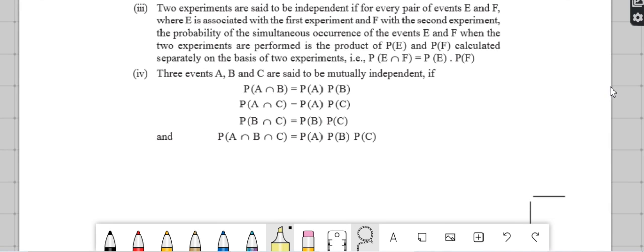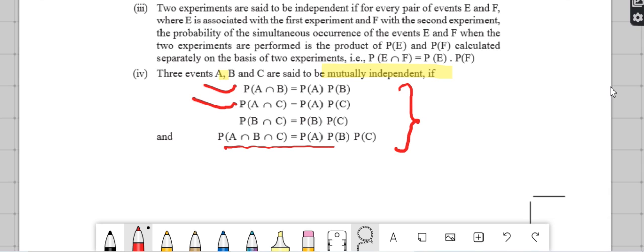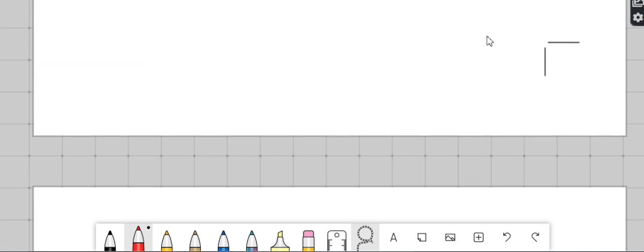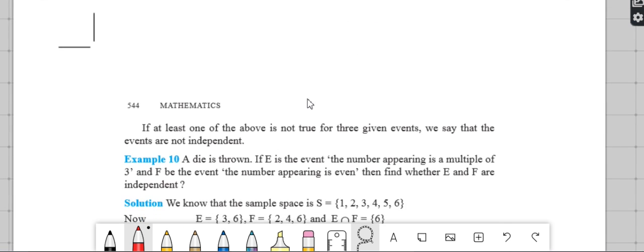Now in case you have three events, then A, B, C are said to be mutually independent events if they satisfy the following conditions. Number 1, P of A intersection B equal to P of A into P of B. P of A intersection C is equal to P of A into P of C. And similarly B and C. And one more thing, for all three, P of A intersection B intersection C is equal to P of A into P of B into P of C. So please kindly go through this.